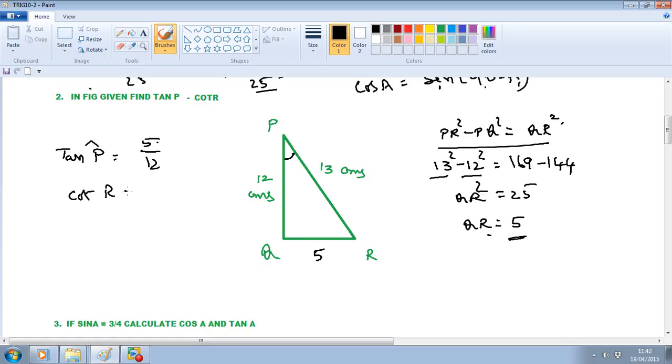Cot R is equal to 5 by 12. Same. So tan of an angle, tan P, is equal to cot 90 minus P. So R is 90 minus P, but this is the right angle.